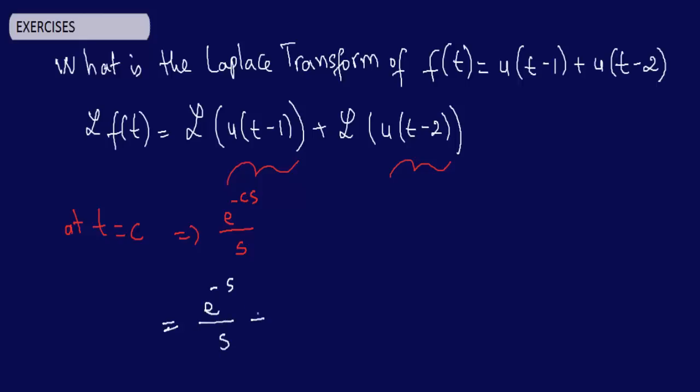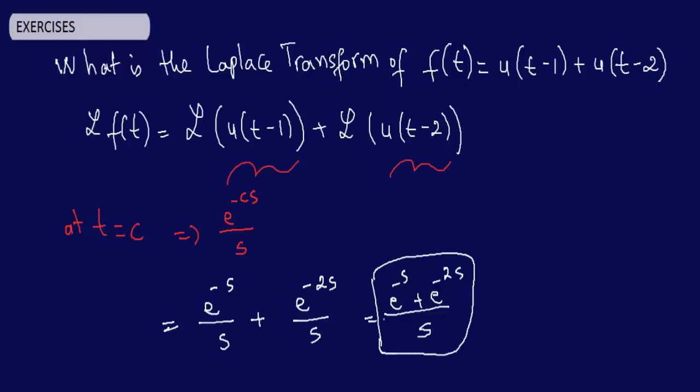So the first one would be e to the power minus s over s plus e to the power minus 2s over s. And that's pretty much it. If you want to go fancy, you can have it as one denominator and add them up together: e to the power minus s plus e to the power minus 2s, over s, and that's it. That one was pretty easy. Didn't take seconds, but yeah, it's pretty straightforward with Laplace.